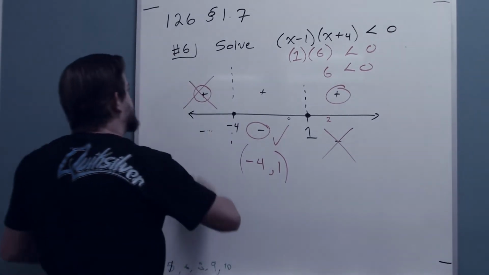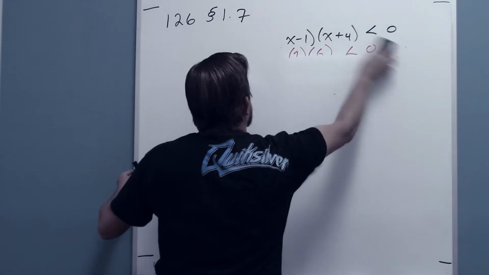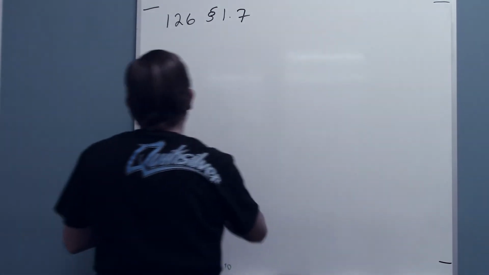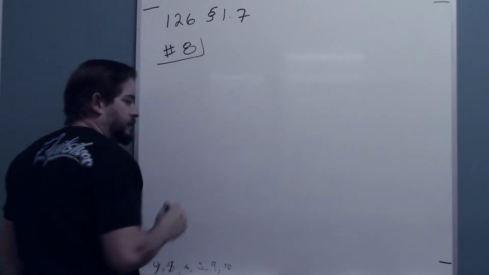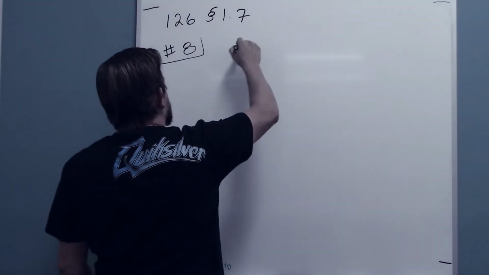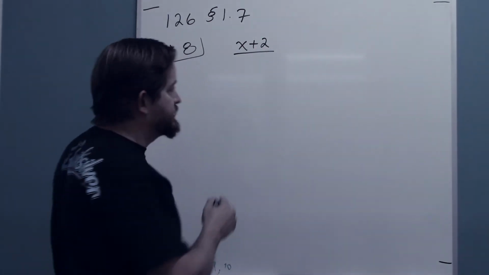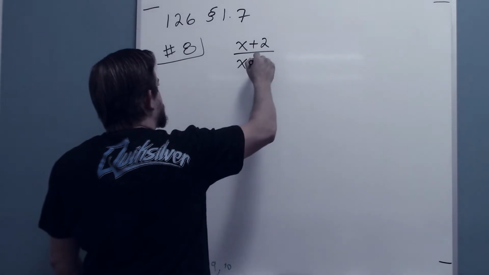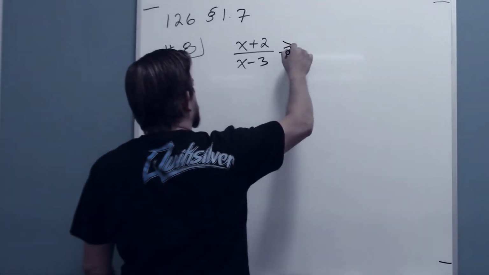Let's look at number 8. Eight says I have x plus 2 divided by x minus 3 is greater than or equal to 0.